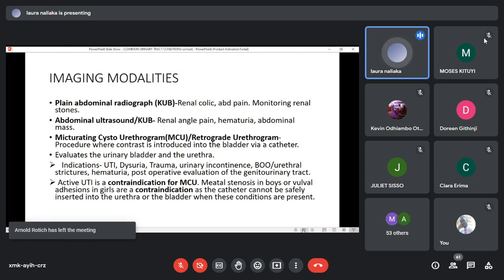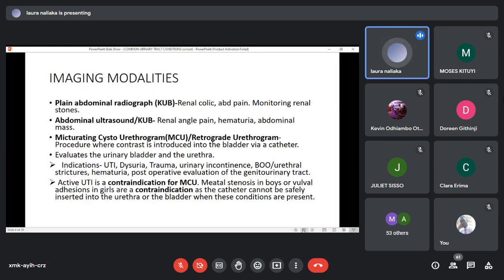Patients presenting with bladder outlet obstruction of whichever cause, whether it's due to urethral strictures or even BPH suspected, you will do an MCU. Patients with hematuria, you also can be sent for MCU depending on the other clinical findings. Then postoperative evaluation of genitourinary tract, maybe patients who've undergone prostatectomy or urethroplasty. Of course, you'd want to check out the bladder or the urethra by using MCU.